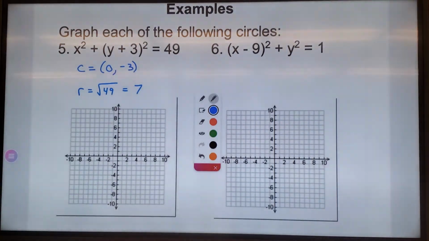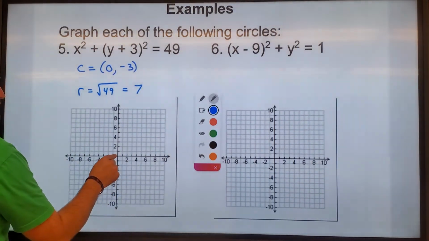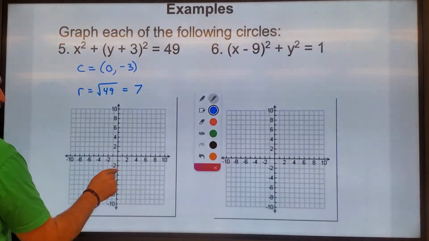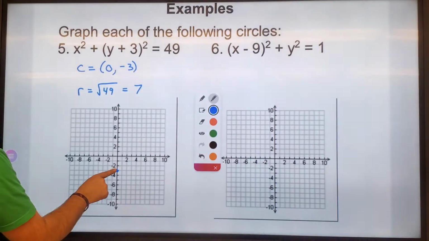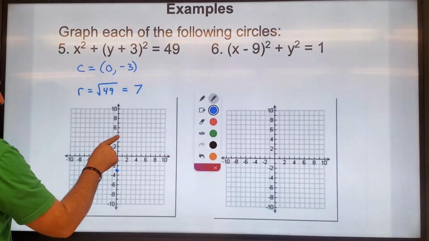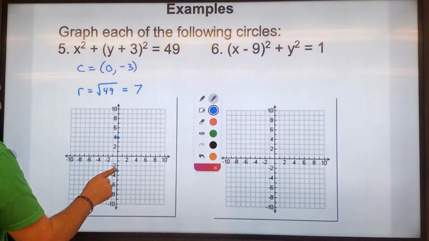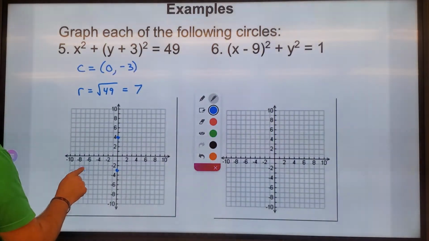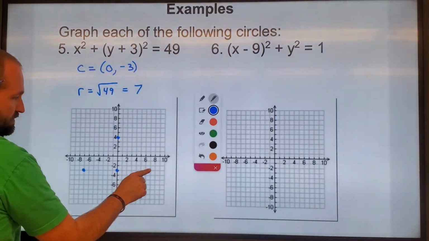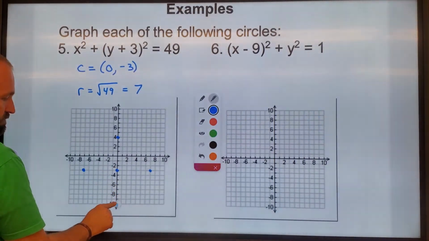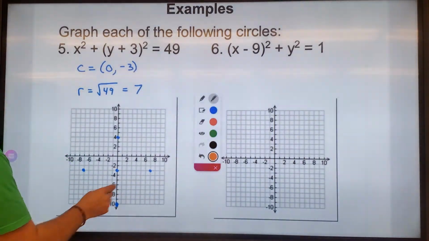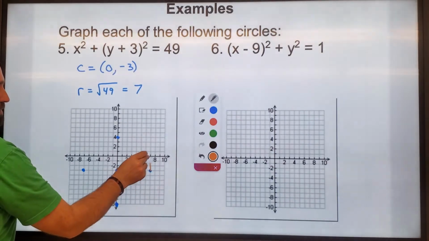Again, graph what you know. So 0 and -3. So we start at 0. We don't go left to right. We go down 3, make a dot. 7 is my radius. So I'm going to go up 7. So I have 3, 7. From here I go to -7. Go back to positive 7. I can go down 7, which puts me at -10. And then again, graph my circle as best I can.